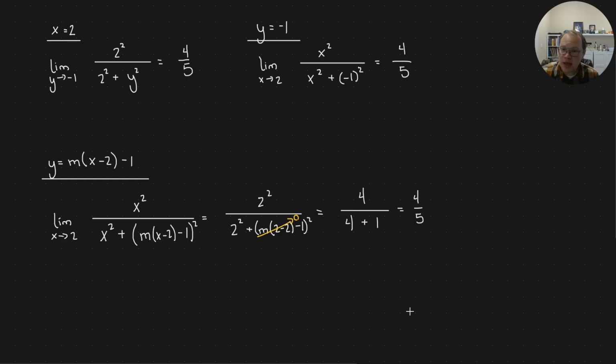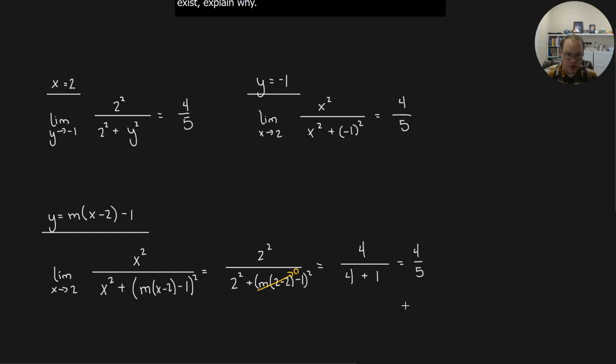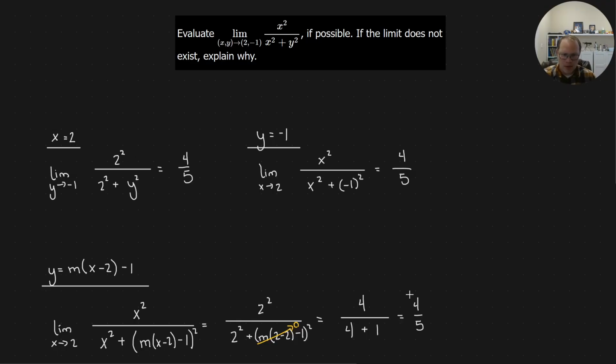Okay, so it looks like from every direction that I've checked, I'm getting 4/5. Now we know that there are still infinitely many ways I can approach the point 2, -1. I do not have to approach in a line. I can approach with a parabola or a cubic function or some weird sine wave. There's all kinds of ways I can approach this. Okay, but it looks like the limit exists just based on what we have here. So let's take a look at the full limit.